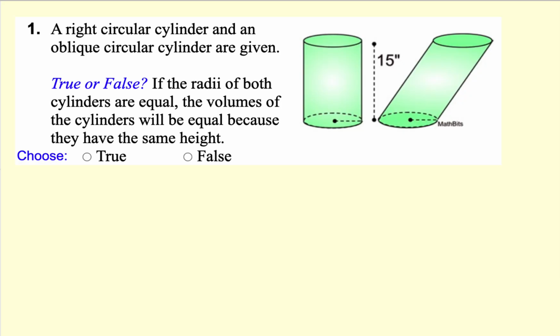Notice that a right circular cylinder and an oblique circular cylinder are given. The radii of both cylinders are equal. The volumes of the cylinders will be equal because they have the same height. Is this true or false? The answer is it's true. If the cross sections are all the same, which is what they said, each circle right here has the same radius, so that means the cross section will be the same, and they both have the same height.